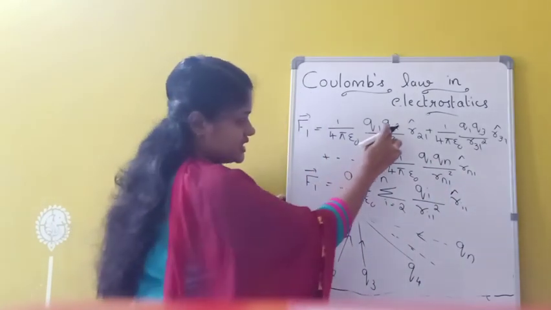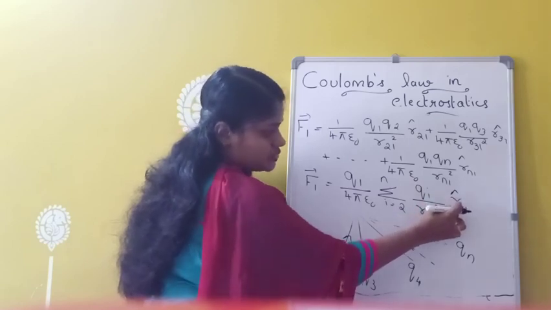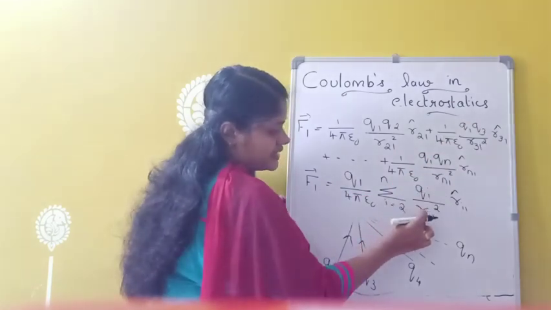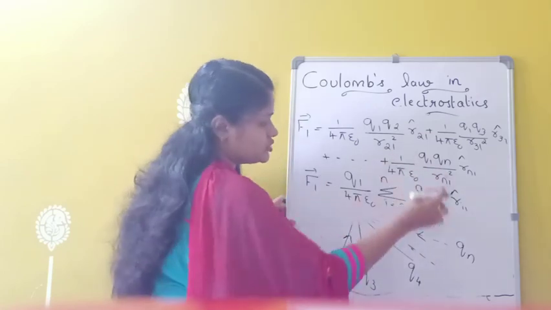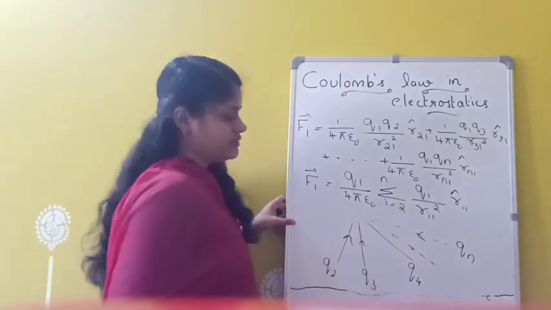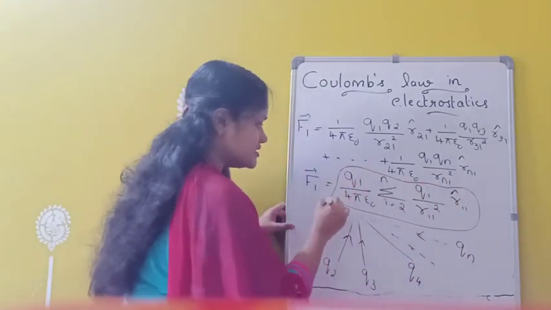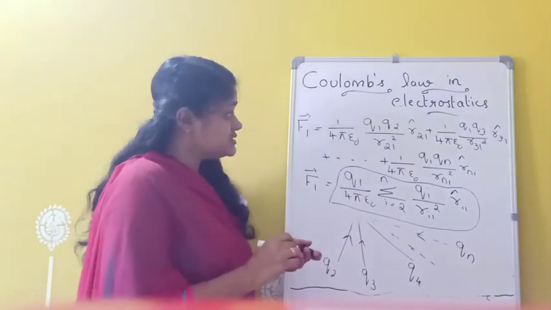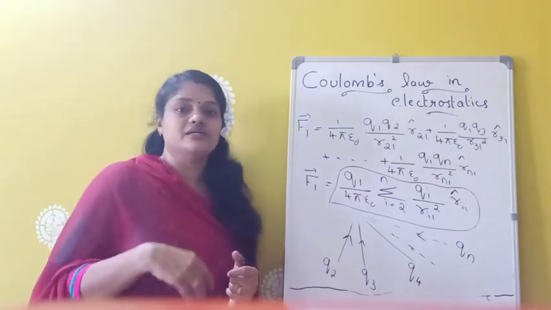Okay. For the second charge we can write Q2 divided by R21 square into unit vector R21. Similarly for the third one we can write Q3 divided by R31 square into unit vector R31. Like that, the nth one means Qn divided by Rn1 square into unit vector Rn1. So this will give the total force acting on which one? On the charge Q1 due to all other charges. This is given by the superposition principle. Okay. So the remaining portions we can study in the next video.